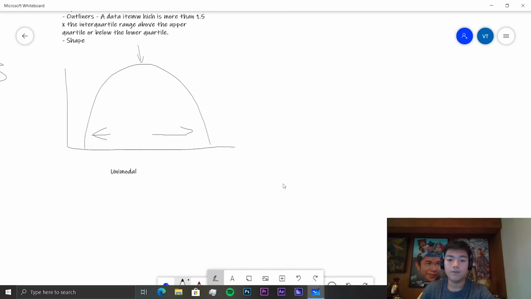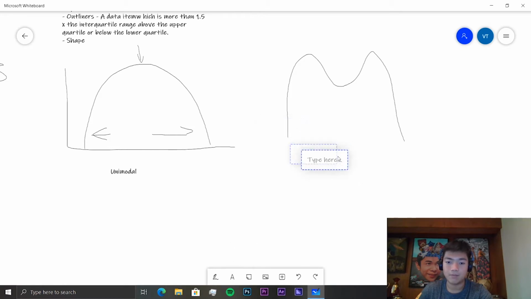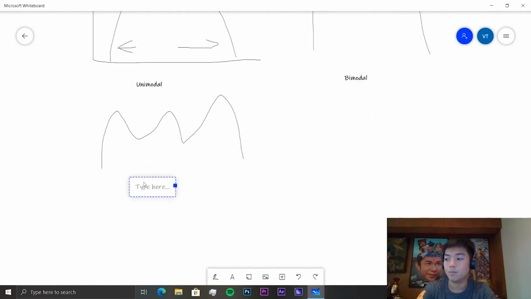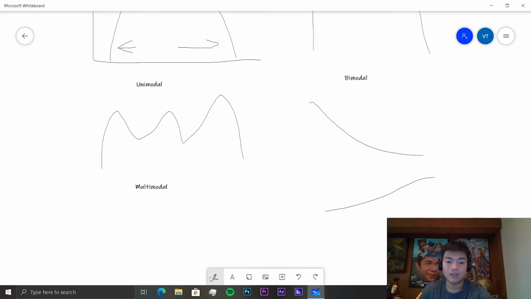Now, if we have two peaks, something like this, then this is a bimodal histogram. If we have more than two peaks, something like that, then we have a multimodal histogram. And finally, we have one specific case where the values are skewed to the left or skewed to the right, so they're not symmetrical at all. We call this a skewed graph.